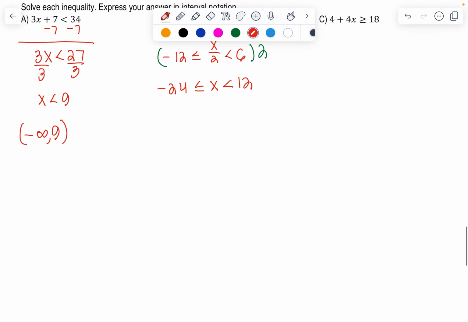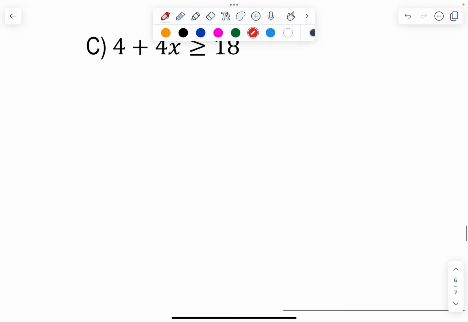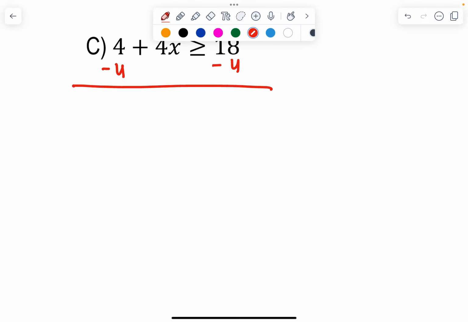Remember, this is an in-between statement. It's actually saying x is in between -24 and 12. So I'm not drawing that. I'm going to write that in interval notation. To do that, we write our two numbers, and we're including the -24, but not the 12.